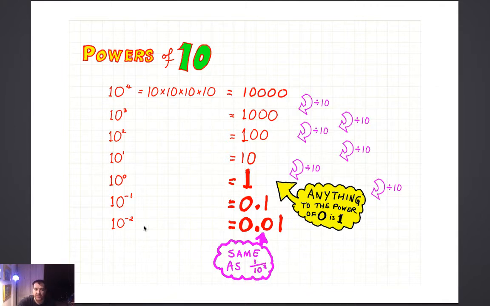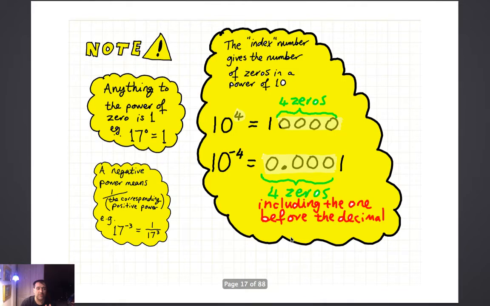Now, it's quite a common mistake to think that a minus power should be a minus number. But in fact, a minus power just means 1 over the corresponding positive power, so it's a very small number. So just summarizing a few of the rules from that, and patterns to spot. The big important pattern that's going to be useful in the next chapter is that the index number gives the number of zeros in a power of 10. So for example, if you've got 10 to the power of 4, it works out to be 10,000, and 10,000 is a number with a 1 and 4 zeros. So power of 4, 4 zeros.